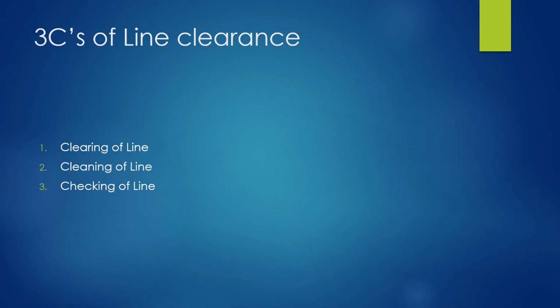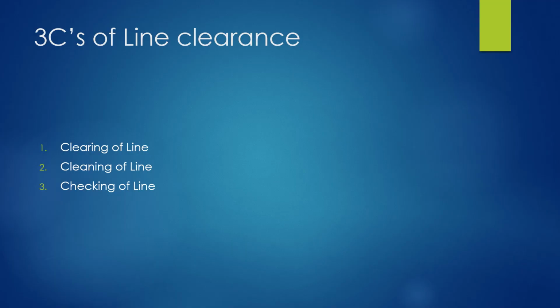Here the first C is clearing of line. It means clearing all the particulars like labels, polythene bags, and different kinds of utensils or product that has to be removed from the particular area, and that product would be the previous product. If the particular area is used for multi-purpose activity, then the previous product that has already been manufactured has to be cleared completely so that a new product can be packed or manufactured in that area.